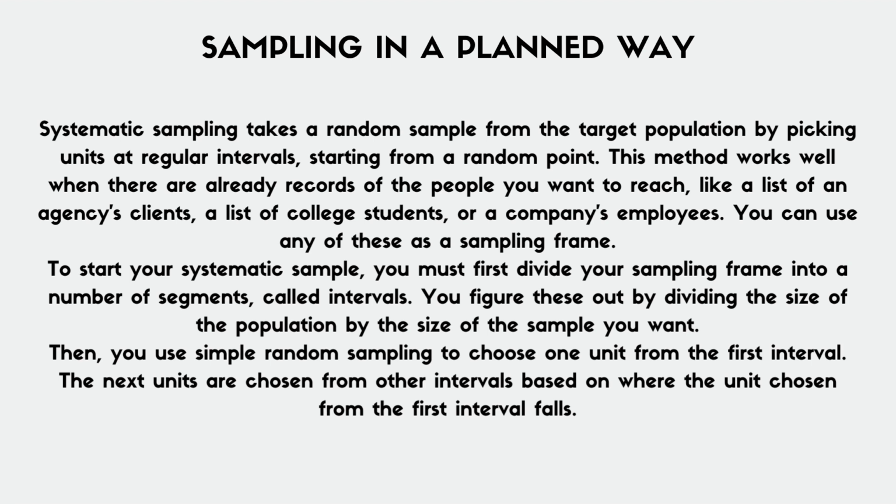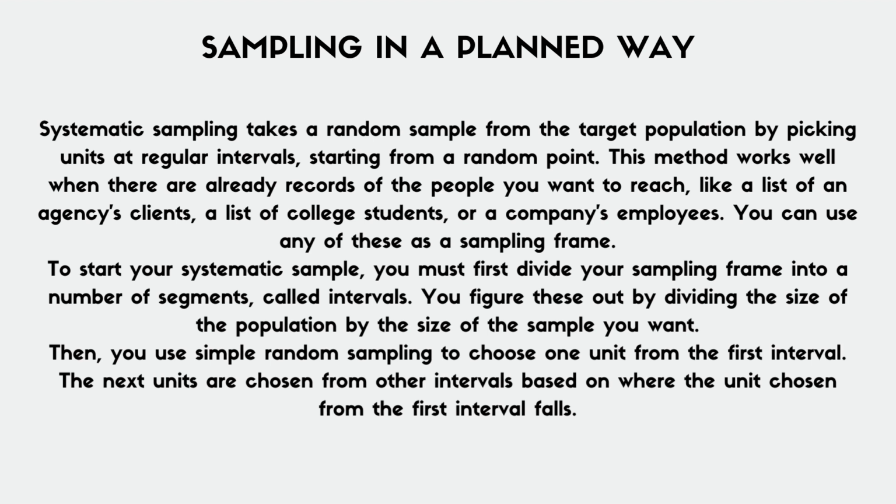To start your systematic sample, you must first divide your sampling frame into a number of segments, called intervals. You figure these out by dividing the size of the population by the size of the sample you want. Then, you use simple random sampling to choose 1 unit from the first interval. The next units are chosen from other intervals based on where the unit chosen from the first interval falls.